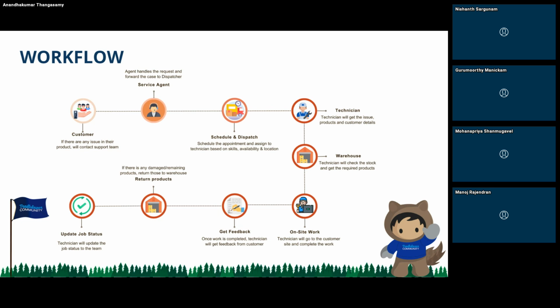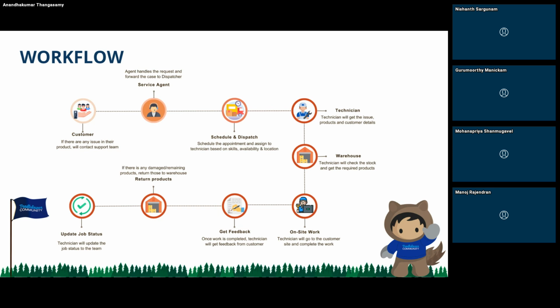So the technician now comes into the picture. Once the appointment is dispatched, the technician has the mobile app, right? Once the appointment is scheduled to him, he will get a notification that this appointment has been assigned to you, and he will get all the issue related details, what kind of issue and what products are required to complete that issue, and the customer location and customer contact number. All these details will be there in that service appointment.